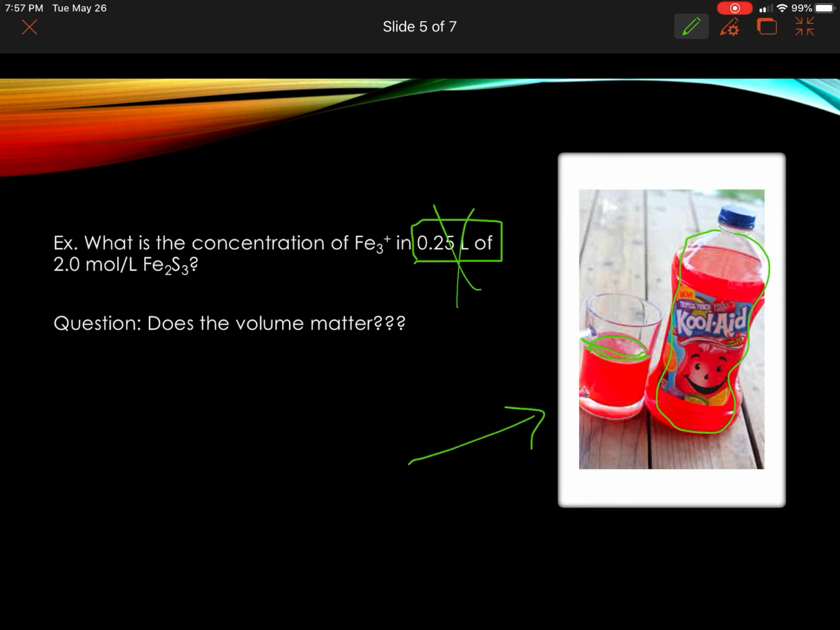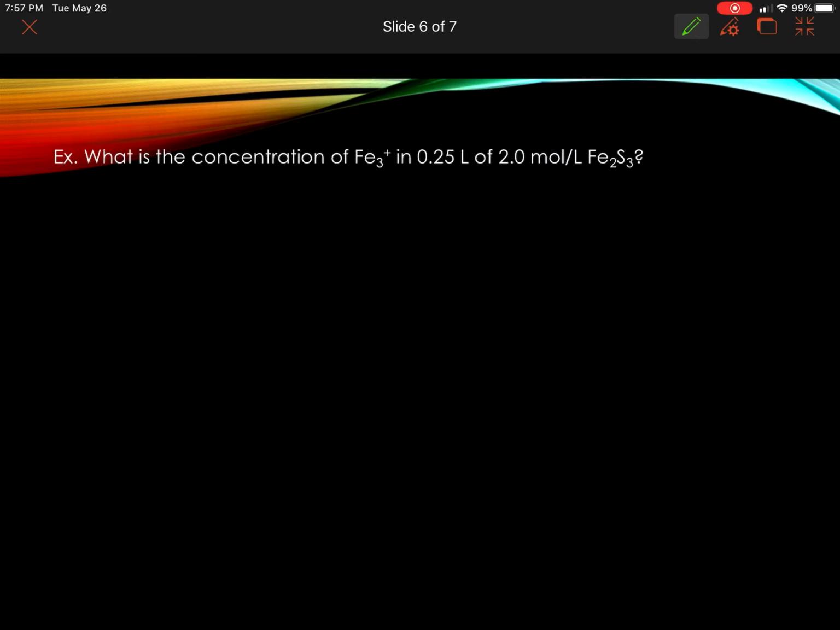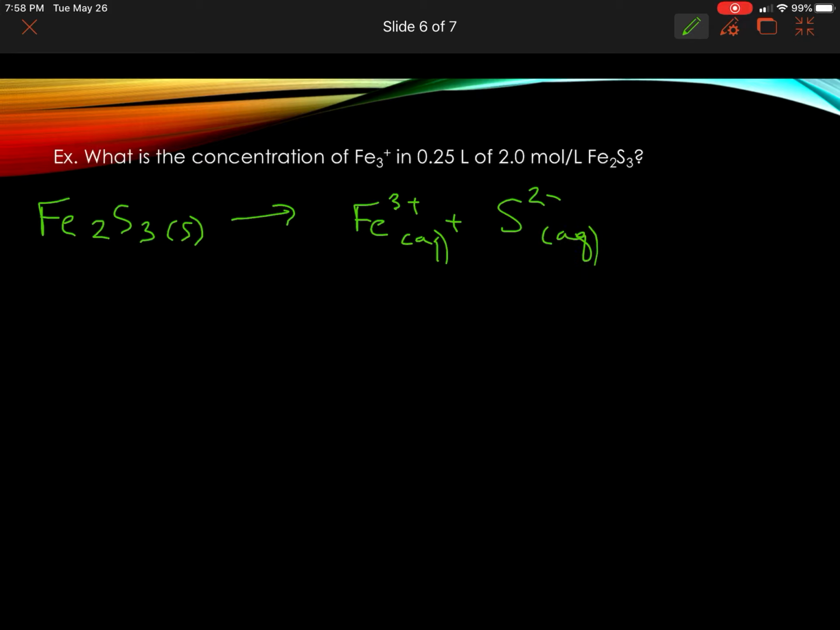Okay, so let's solve it then. So we've got Fe3+. First of all, we're going to write our dissociation equation. That's going to be our first step. So I've got Fe2S3 breaking apart into iron 3+ and sulfur 2-. Oh, I should have my aqueous. And then I need to balance it, right? So if I look here, I'm going to need a 2 here and a 3 here. Now it's all balanced.